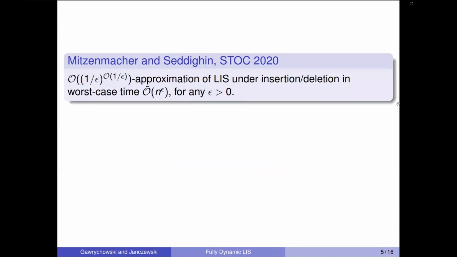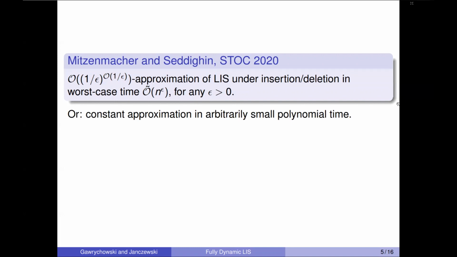Okay, and work on this approximation variant was started by Mitzenmacher and Seddighin recently. And they designed a 1 over epsilon to the power of 1 over epsilon approximation of LIS, working in time n to the epsilon. Okay, so this might seem a bit lengthy, but what it essentially is, is just a constant approximation in arbitrarily small polynomial time, right? Although this constant in the approximation can be quite huge if you want to have a small running time.